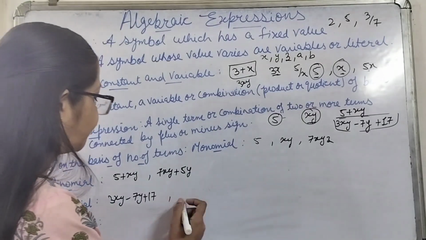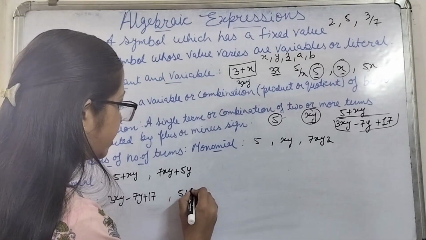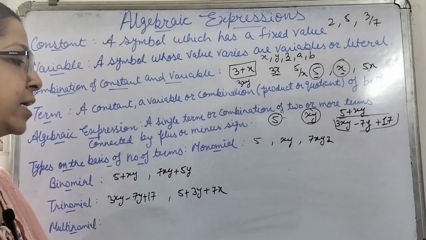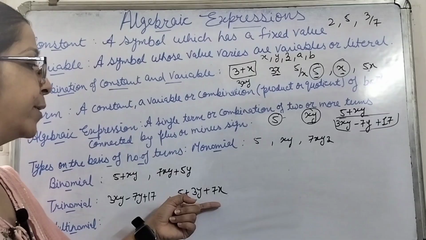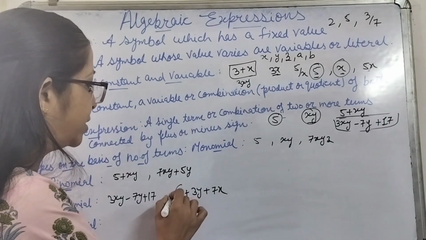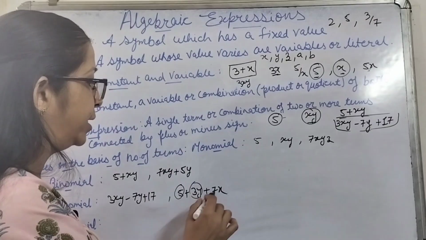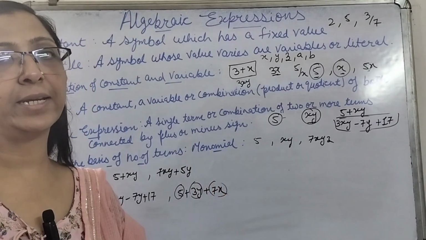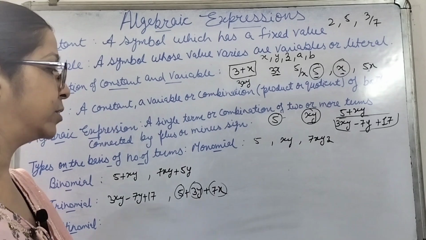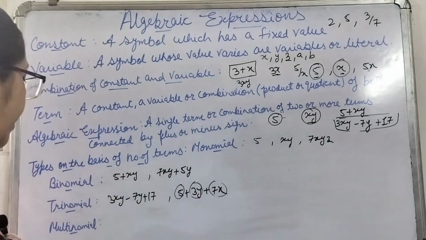Or we can say 5 plus 3y plus 7x. This is even an example of a trinomial because in this algebraic expression even there are three terms. One term is 5, another term is 3y, and the third term is 7x. So whenever there are three terms in any algebraic expression, we say it is a trinomial.